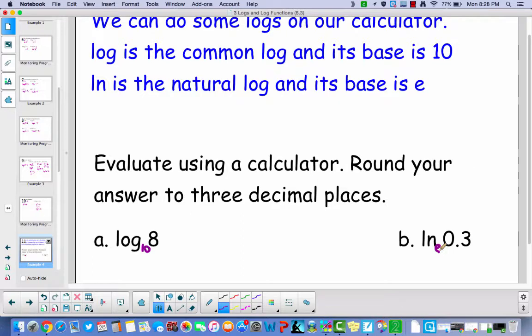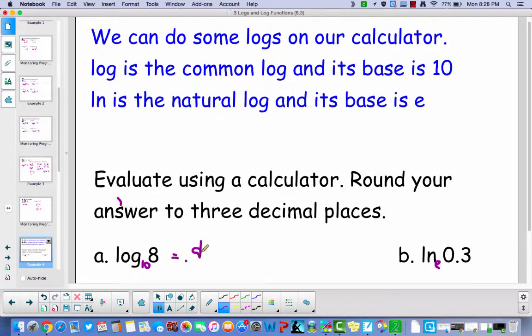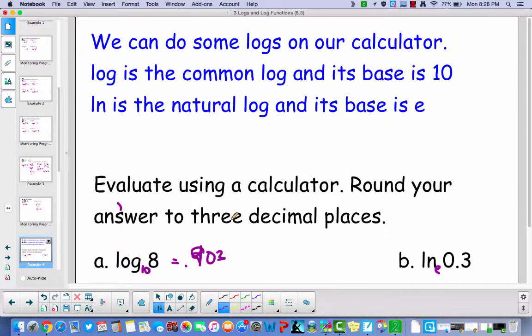So all you have to do to figure out log 8 is put it in your calculator. You hit the log key, it's just to the left of the 7. You want the log of 8, so you put 8 in. When you do that in your calculator, you get 0.903, rounded to 3 decimal places. That says if I took 10 to the 0.903, I would get approximately 8.